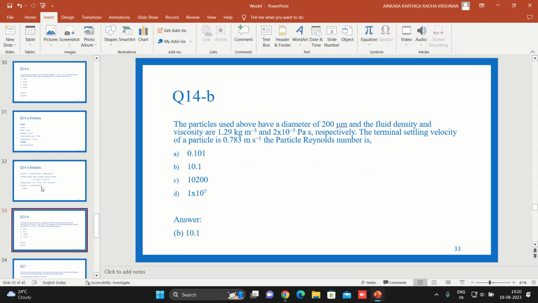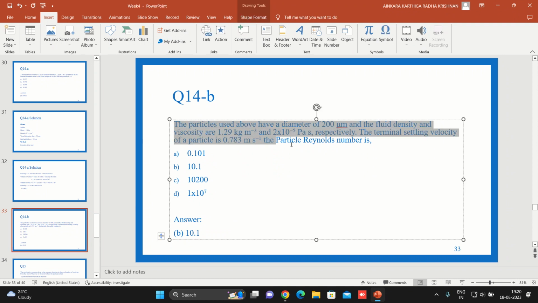Okay, in question 14b, it is asked that the particles used above have a diameter of 200 micrometer, and the fluid density and viscosity are 1.29 kg per meter cube and 2 into 10 power minus 5 pascal second respectively. Terminal settling velocity of a particle is 0.783 meter per second. Particle Reynolds number is. So we need to find the particle Reynolds number from this.